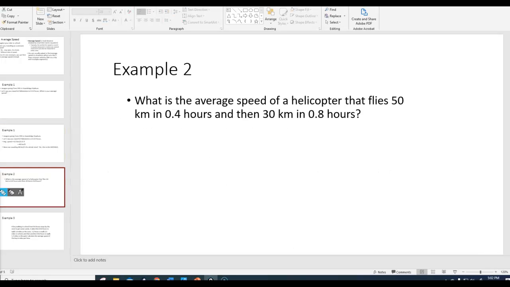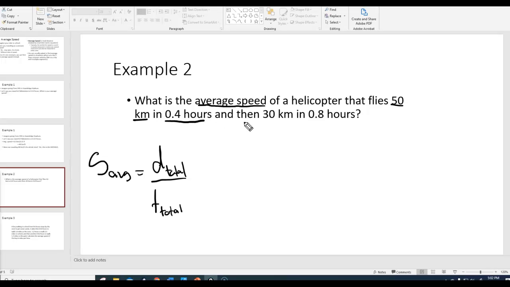Okay, so example 2. Now we have a different problem, and it says what is the average speed? Right away, I'm writing down my average speed equation. That's the total distance divided by the total time. It says of a helicopter that flies 50 kilometers in 0.4 hours, and then 30 kilometers in 0.8 hours. Notice we have two distances, the 50 kilometers and the 30 kilometers, and we have two times.